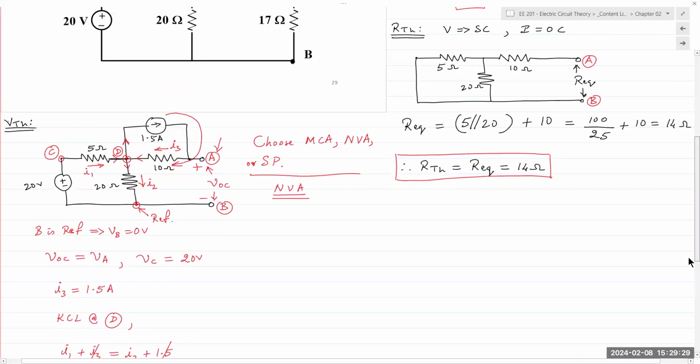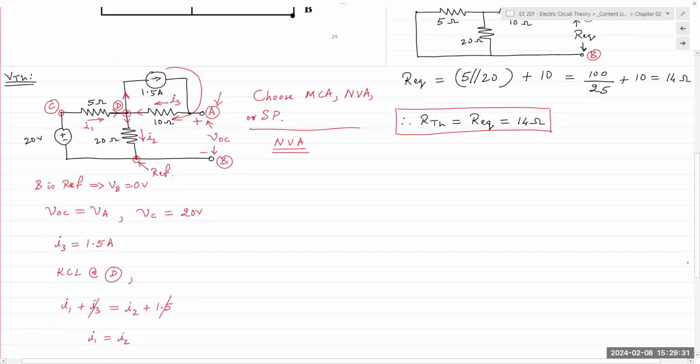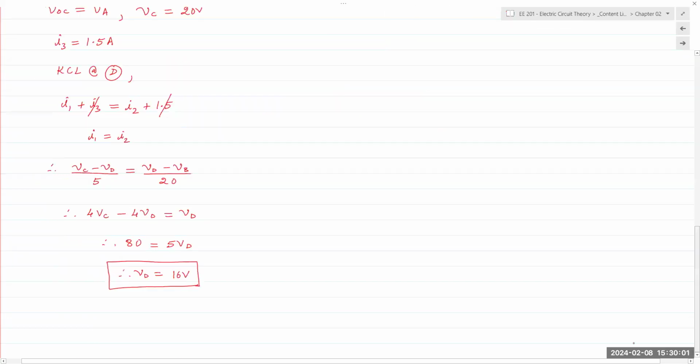Now, I3, I can write in terms of the node voltages A and D expressed with Ohm's law and the 10 ohm resistor. If you look at the diagram clearly, the 10 ohm resistor is connected between nodes A and D, and I3 is flowing between those terminals. It is flowing from right to left. So automatically the logic follows: VA is higher.